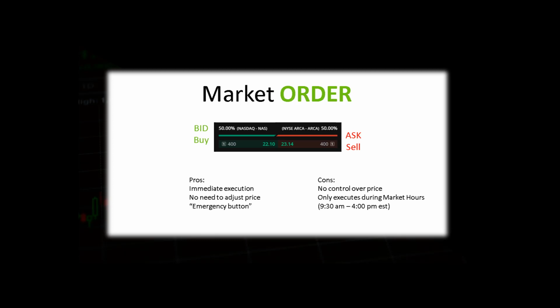to 4 p.m. Eastern time. If you're not in Eastern, you'll need to convert that for yourself. But a market order is only available during market hours. So you cannot place these in pre-market or extended hours.